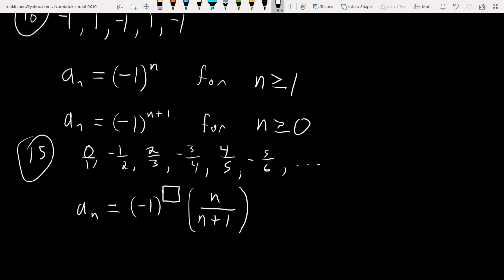Then we have to pick what n value we want to start at. So to get 0 over 1, I'd have to start with n equals 0. So I'm going to have to say for n greater than or equal to 0.